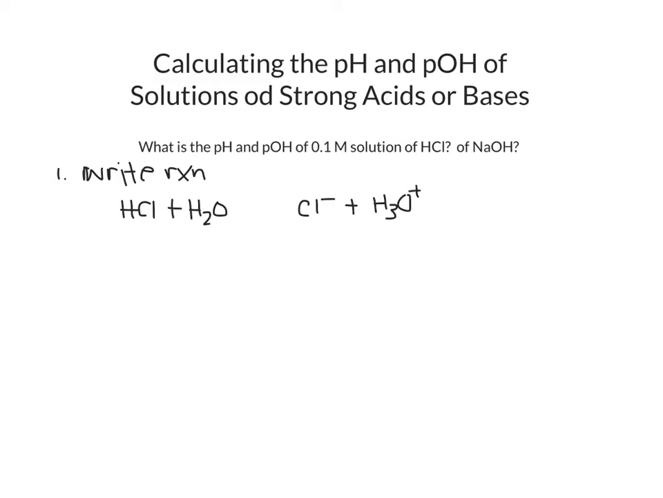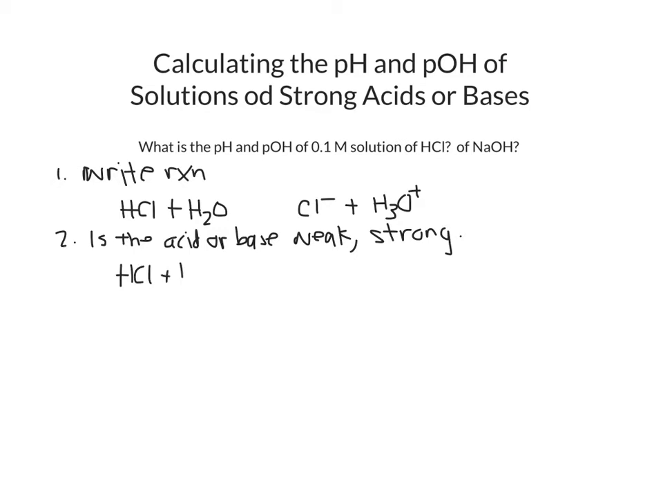Now, when we're doing acid-base reactions, the next thing we need to ask ourselves is: is the acid or base we're working with weak or strong? If it is weak, then we need to find an equilibrium constant. And if it is strong, then we know something about this acid. So HCl is one of our strong acids, and so we know that HCl plus water is going to go completely to Cl minus plus H3O plus.